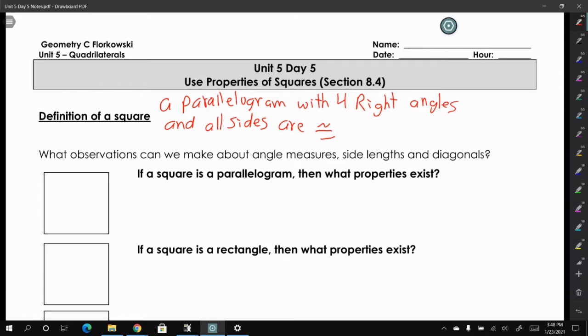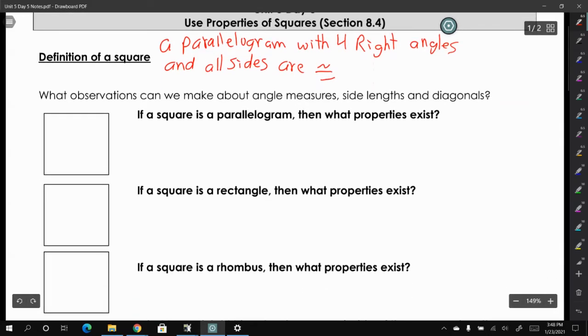have four right angles, but the sides are not congruent, whereas a rhombus, all four sides of a rhombus are congruent, but the angles are not right angles. So what we're going to do is go shape by shape to notate and write down the properties of a square.